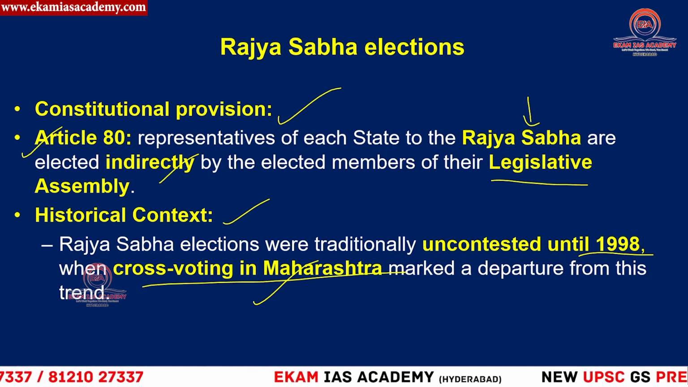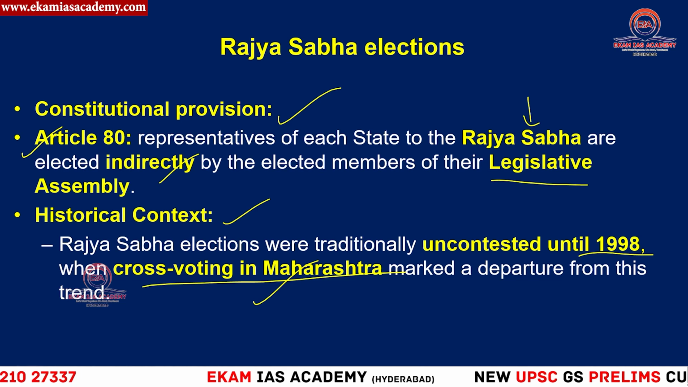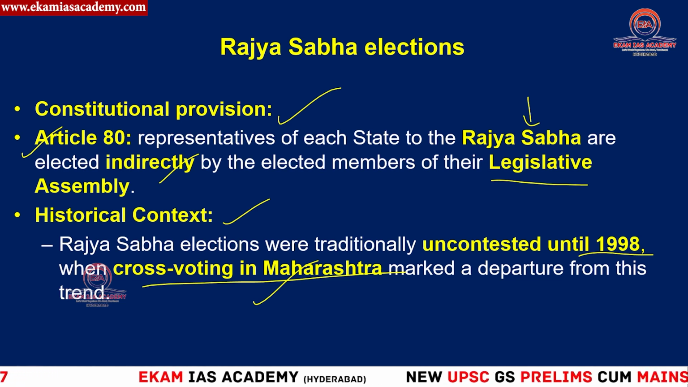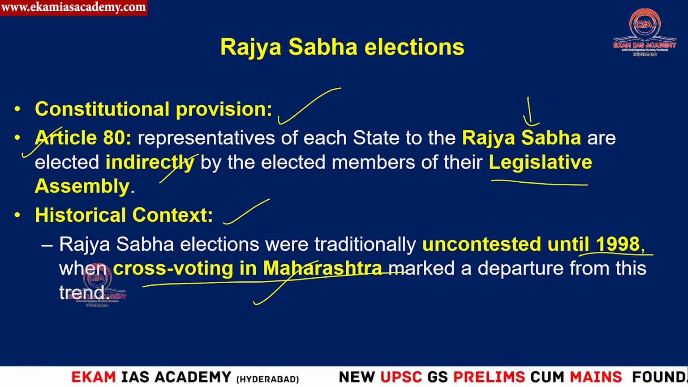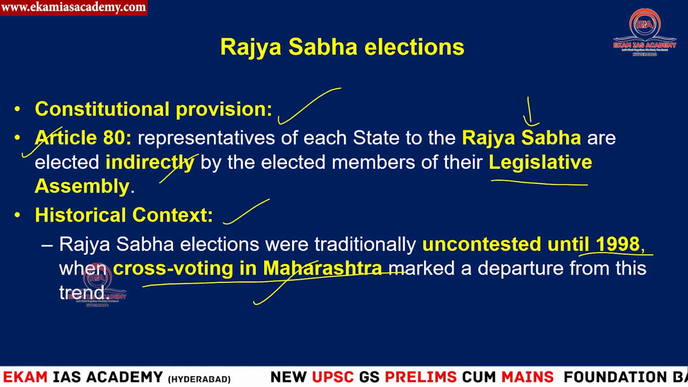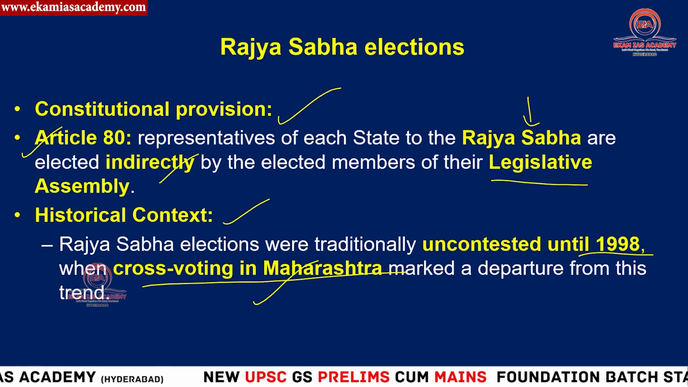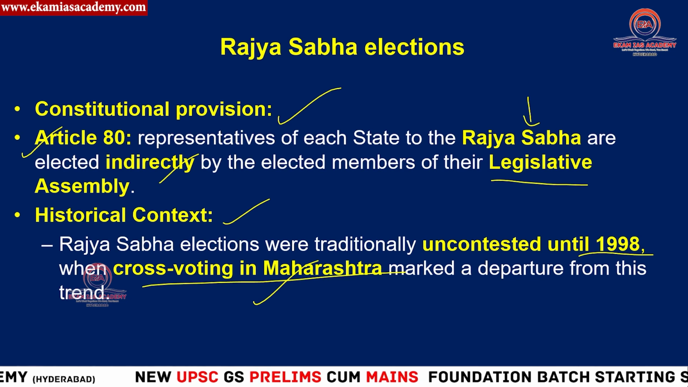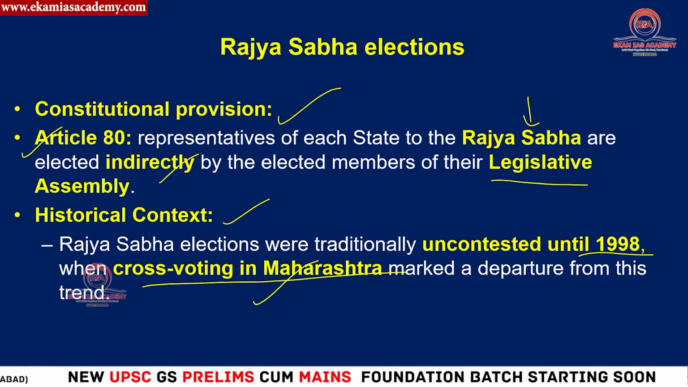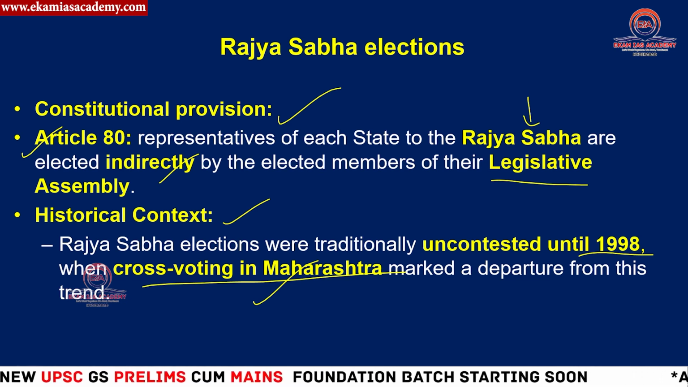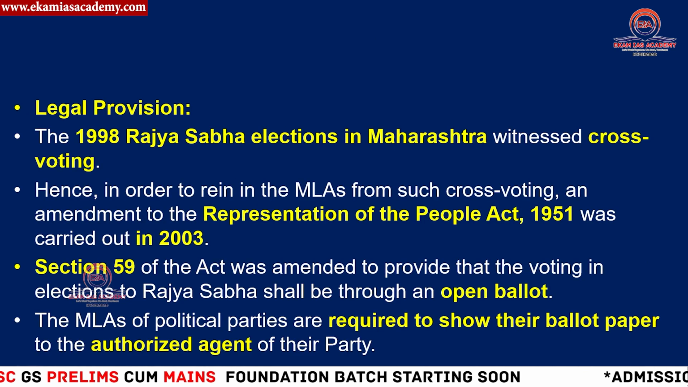So when this practice started, there was a clear erosion of electoral integrity, right? When you're voting against your party's decision, that means it is a violation of your electoral principles. That is why the Supreme Court has mandated that there should be an open ballot system in Rajya Sabha elections. So then we'll understand what the legal provision is.